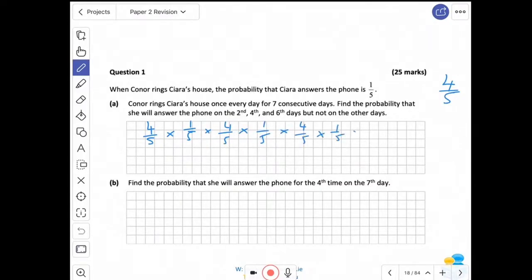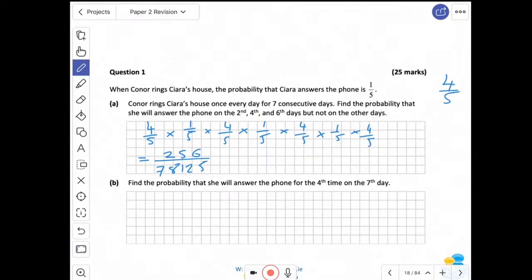So literally you're just writing those fractions down. You're multiplying them by each other, and the answer you should get is 256 over 78125. Okay, so that's that one.